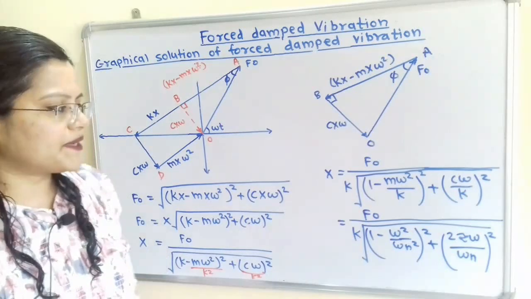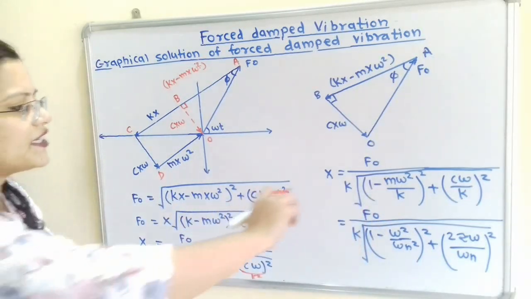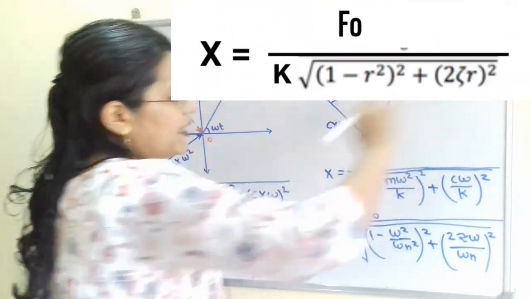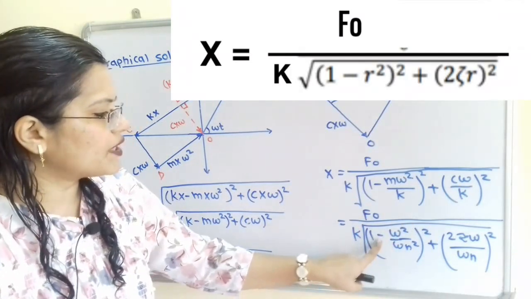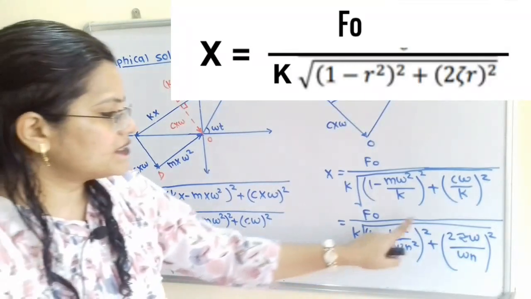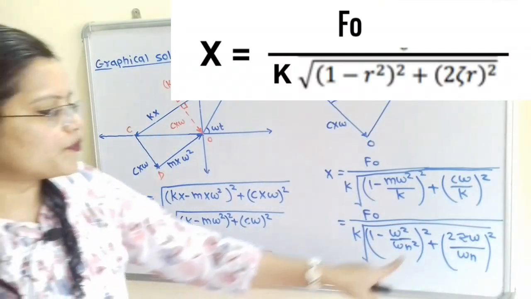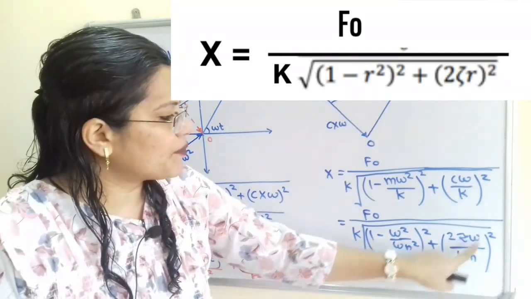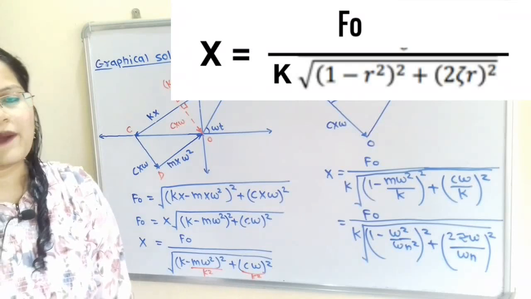Now again we will simplify this. If I transfer this m to the denominator, then it will become k by m, and this k by m is equal to omega n. So how can we rewrite this? F0 divided by k under root of 1 minus omega square by omega n square bracket square, plus now here instead of c by k we have to put 2 zeta by omega n. So 2 zeta omega by omega n bracket square. So this is the final formula to find out amplitude x.